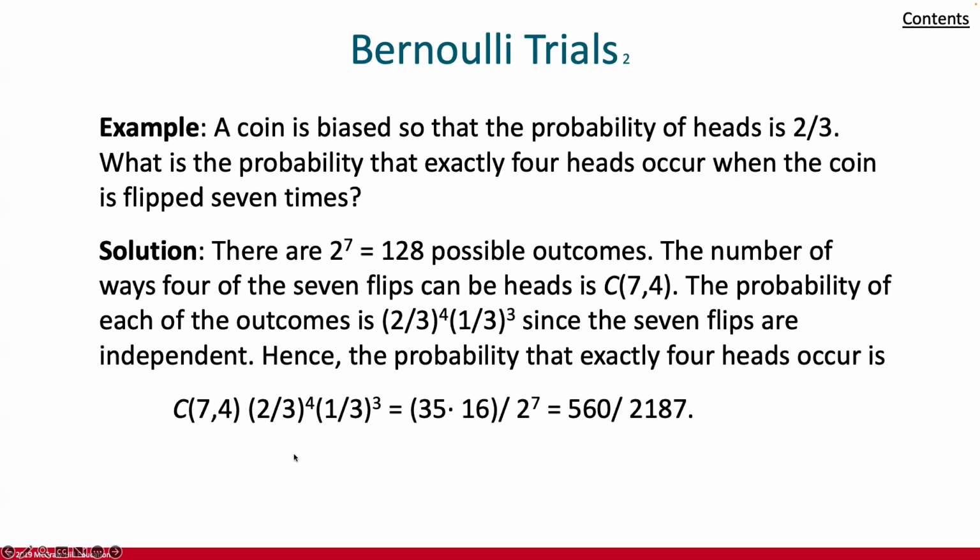And so this is the relationship that we get. We have the combinations here, and then we have some other things that we include. So there are 2 to the 7, 128 possible outcomes. The number of ways 4 of the 7 flips can be heads can be determined with the combination C(7,4). The probability of each of the outcomes is (2/3) to the 4th times (1/3) to the 3rd. Since the 7 flips are independent, the probability that exactly 4 heads occurs is this number that we've spelled out here, maybe roughly about 1/4 or so.